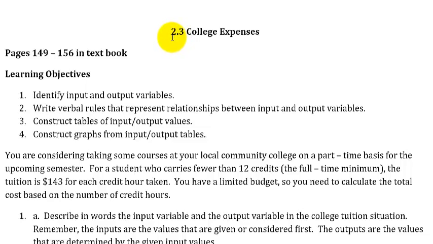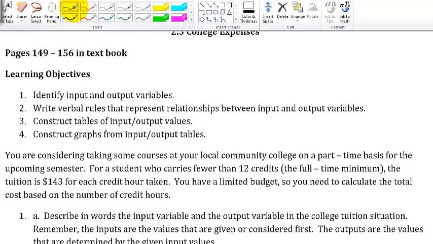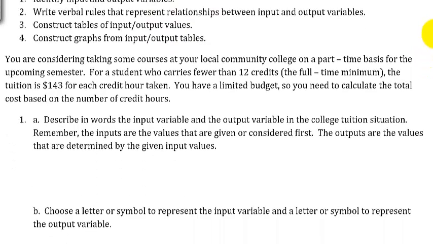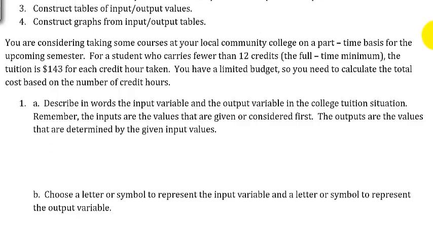This lecture video is on section 2.3, college expenses, from your textbook. In this section we're going to take a look at what input and output variables are. We're going to go from a verbal rule to writing a symbolic relationship. We're also going to look at constructing tables of input and output values, and how to do some graphs from the input tables.